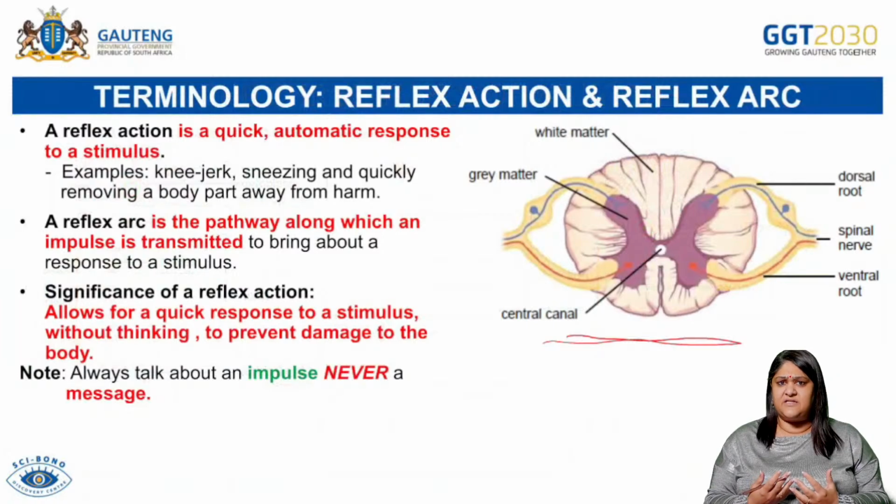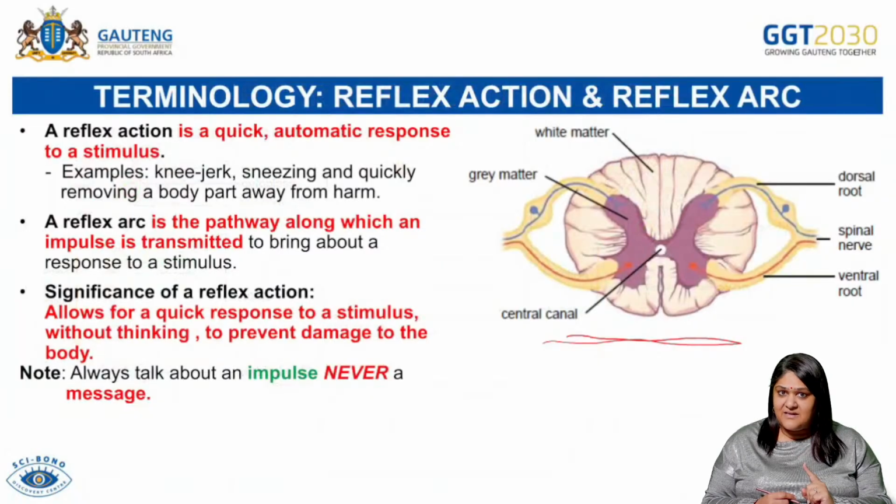Now, what's the significance of a reflex action? It allows for a quick response to a stimulus without thinking to prevent damage to the body. So if you are putting your hand on a hot plate, you are not going to be thinking, oh, what's going to happen now? You're going to immediately move your hand away. And that is to prevent danger, or further harm actually, from happening. And please note that we always talk about an impulse, never a message.